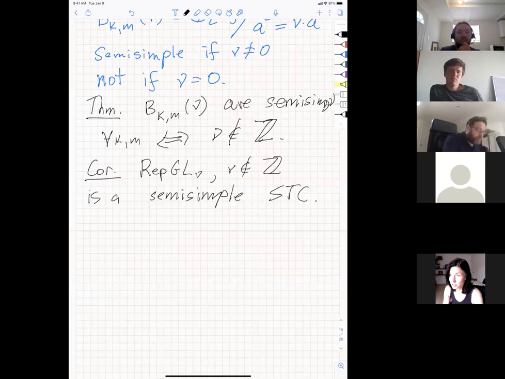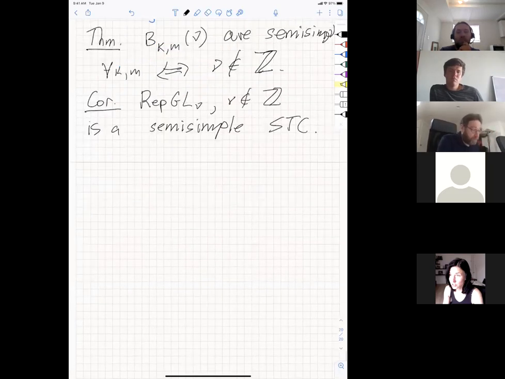And it doesn't have moderate growth. So it's pretty easy to see it. So no moderate growth.